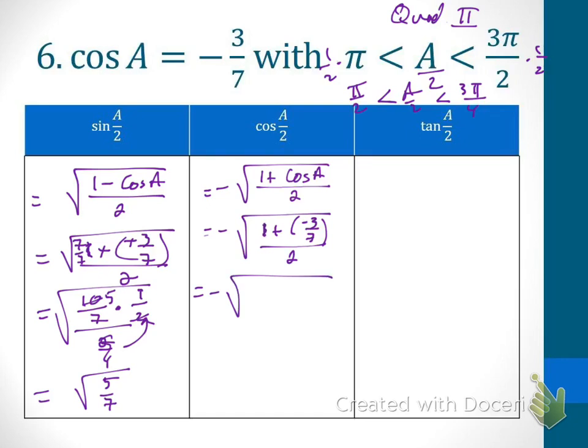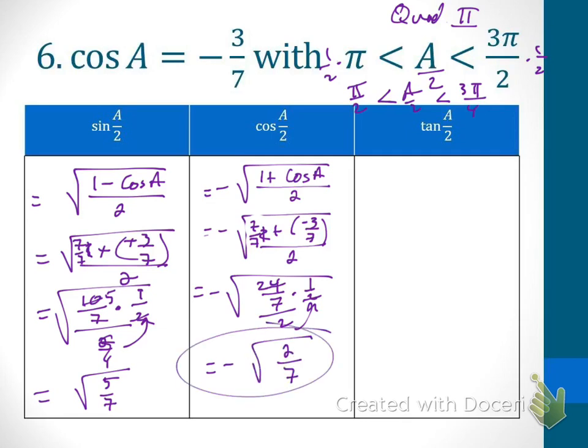Now, make this a common denominator. So now we go 7 minus 3, which is 4, over 7, and then over 2. Flip the 2 over and multiply. So you're multiplying by a half. You can cross reduce here, leaving us with just negative square root of 2 over 7. And we're done. All right.